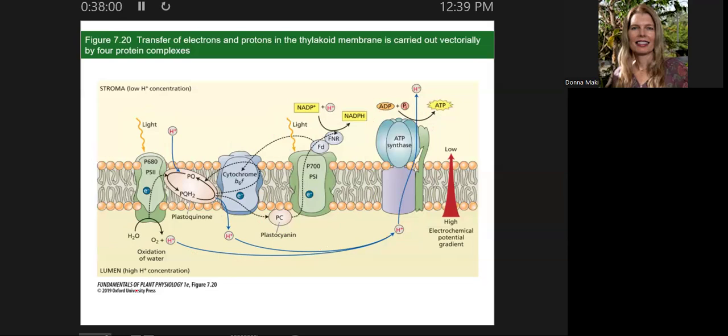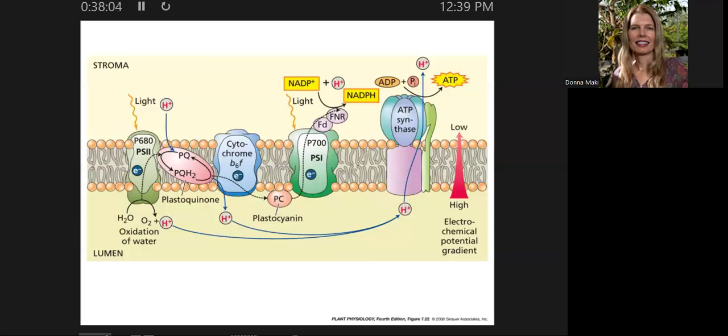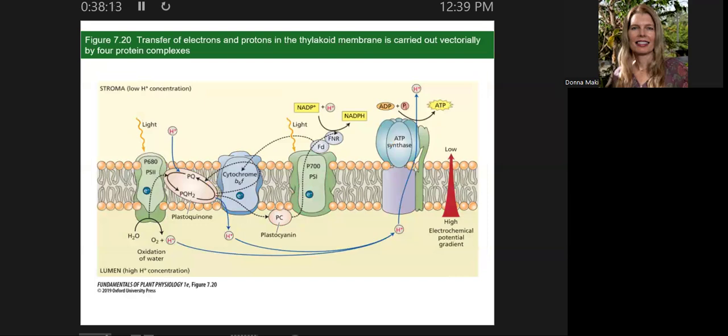And then this figure, I think, is from a different book. Either one, it's basically showing the same thing.